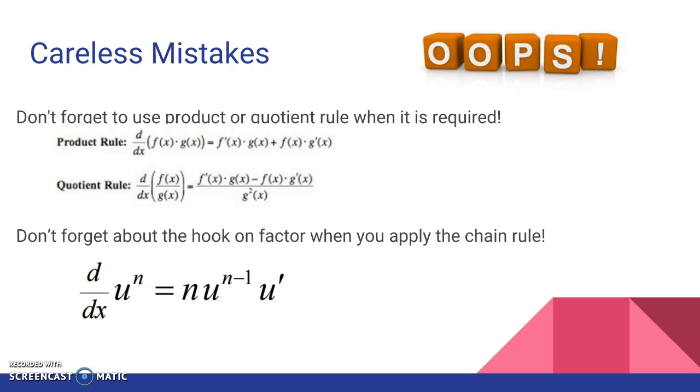So, some careless mistakes you would make while doing implicit differentiation. Well, when you're doing this, make sure that you apply the product rule and the quotient rule when it's needed. So in cases like when the equation has x times y or x over y, make sure to do these. And when you're applying the chain rule, make sure to add on the hook-on factor, or else it'll screw up your whole equation.